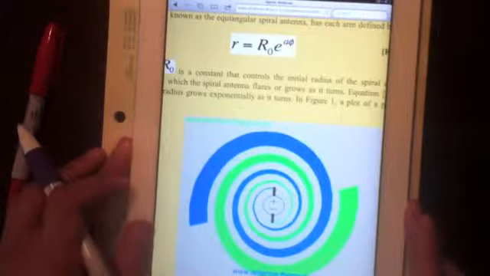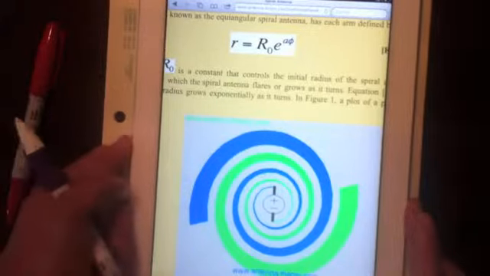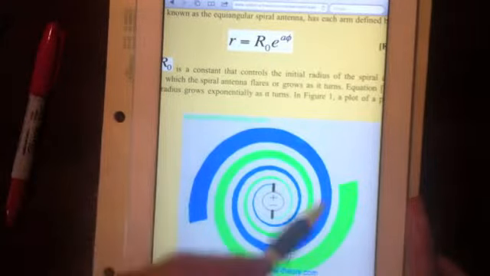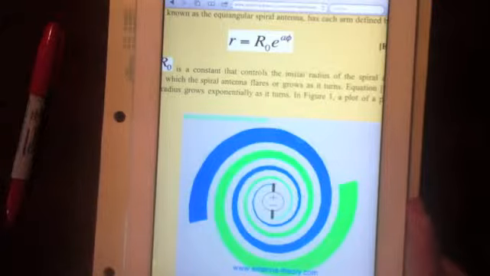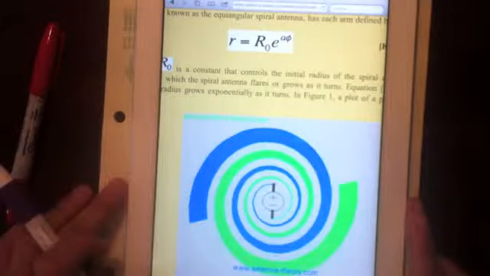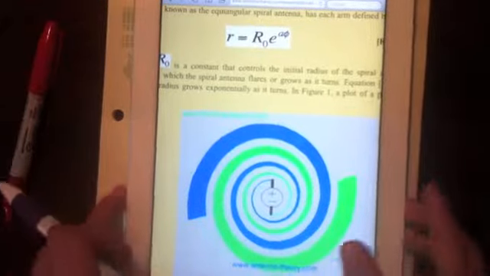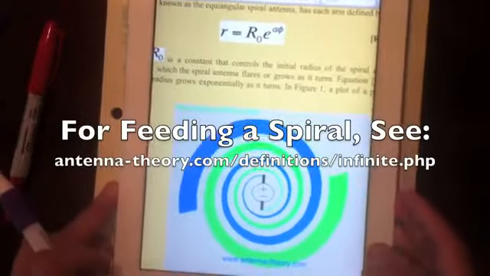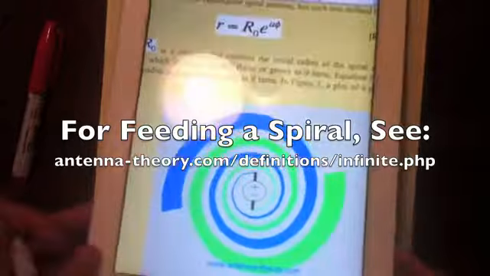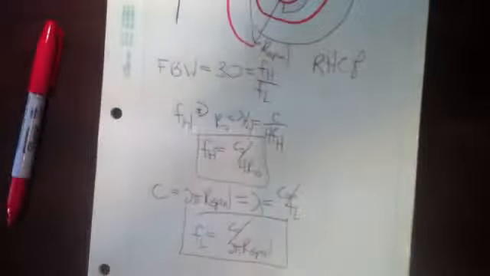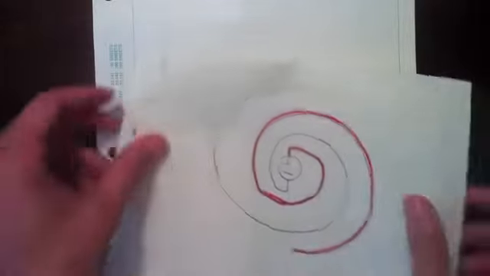Anywhere from 1.5 turns to 3 is usually pretty common. And then how you feed it, the feed structure, and I'll show an example of an infinite balun, which is commonly used in spirals later. Now this is a differential feed, which means the current is flowing out of the positive end and into the negative end. So the current, in this sense, is 180 degrees out of phase on this arm versus this arm.